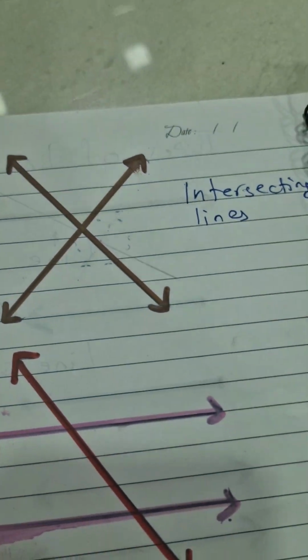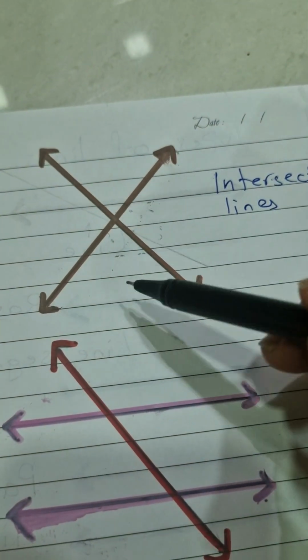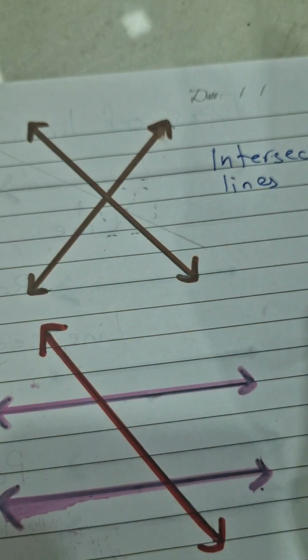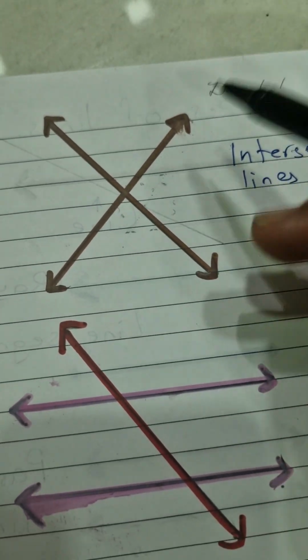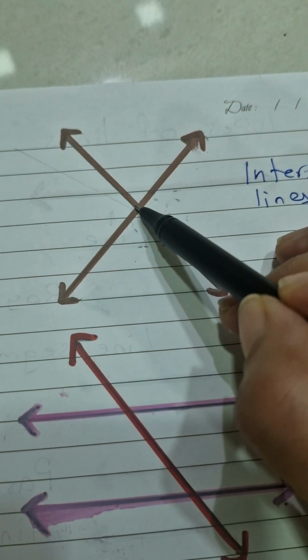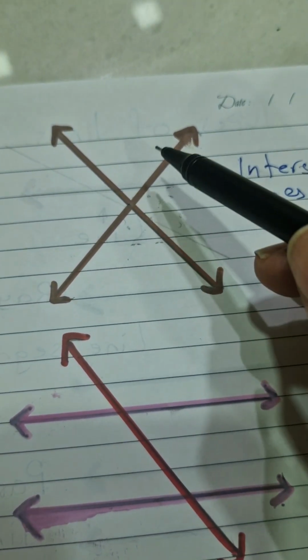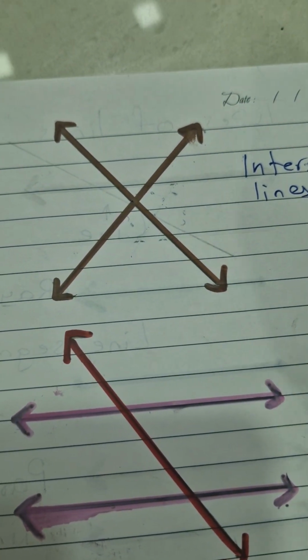And then we have intersecting lines. Intersecting lines are when two lines meet together at any angle. It's not only a 90 degree angle, any angle. When they meet together, these lines intersect each other and they are called intersecting lines.